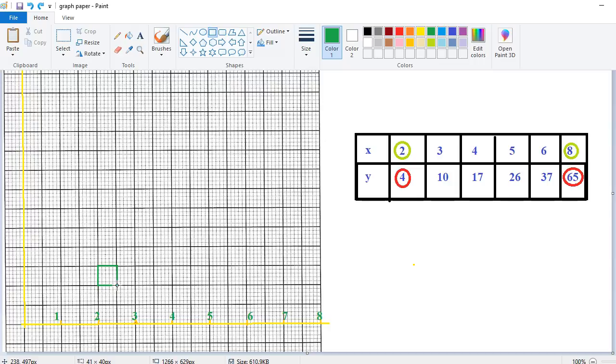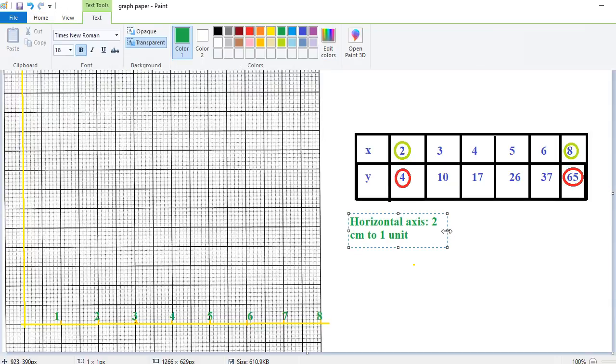And this is the 1 centimeter square. And the smaller blocks, the tinier ones, those are your 2 millimeter blocks, all right? So we're dealing with a centimeter. So the scale that I've used for my horizontal is 2 centimeters to 1 unit.